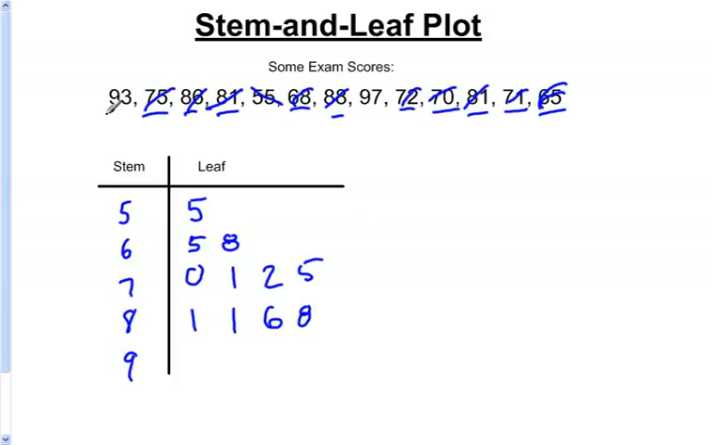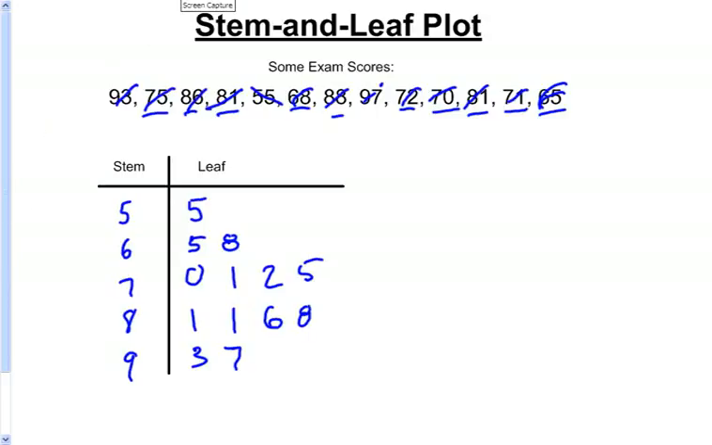And we look up to the top. Hopefully we have 90s left. I see a 93 and a 97. So I'm going to go 3 and a 7. And there is my entire stem plot, or stem and leaf plot. It really shows and tells me what my data looks like.